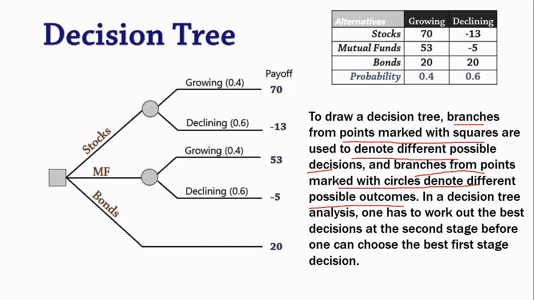This is the probability 0.4. This is the probability of declining, 0.6. In a decision tree analysis, one has to work out the best decision at the second stage before one can choose the best first stage decision. So different stages of decisions are there. That is what it meant. So this is the decision tree.